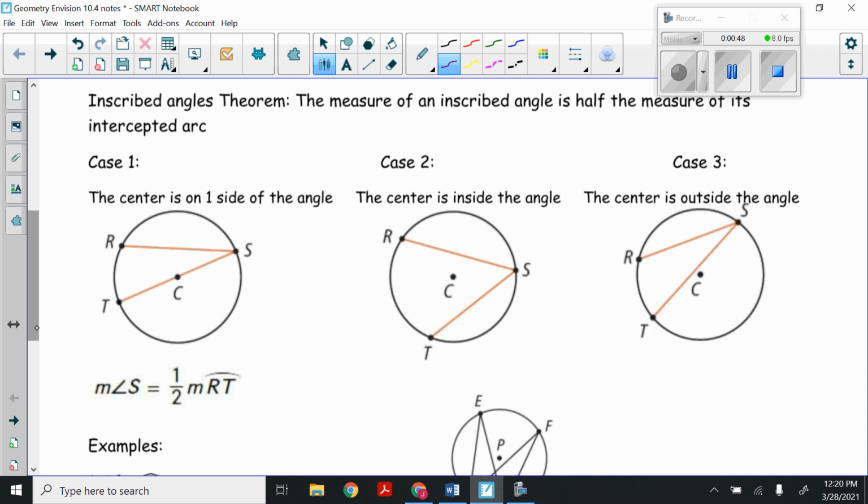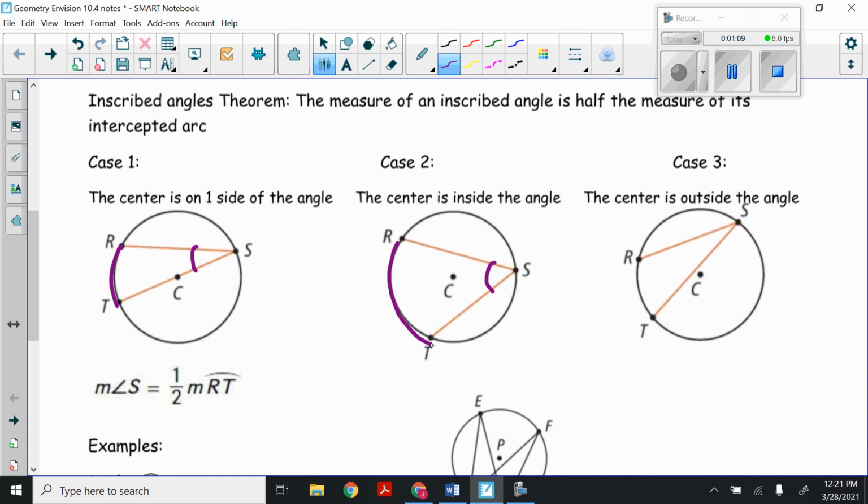Case number one, the center is on one side of the angle. So the diameter forms one side of my angle here. So this is my inscribed angle right here. This is my intercepted arc. Case number two, the center is inside the angle. So now we see that this is my angle here. The center is inside that. This is my intercepted arc.